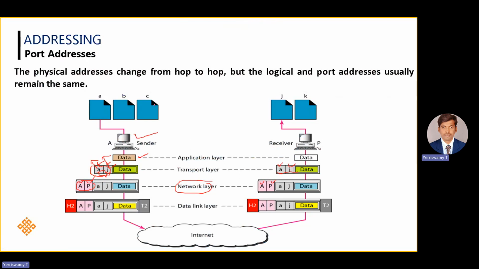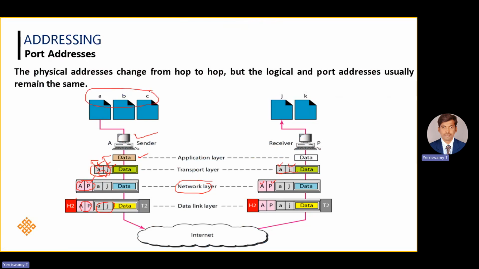They are fixed. But the MAC address in the data link layer, you can see A and J is the port address, A and P are the IP addresses, and H2 will contain the MAC address that can be changed. The MAC address will keep changing from system to system, whereas the IP address and the port address will always remain the same.